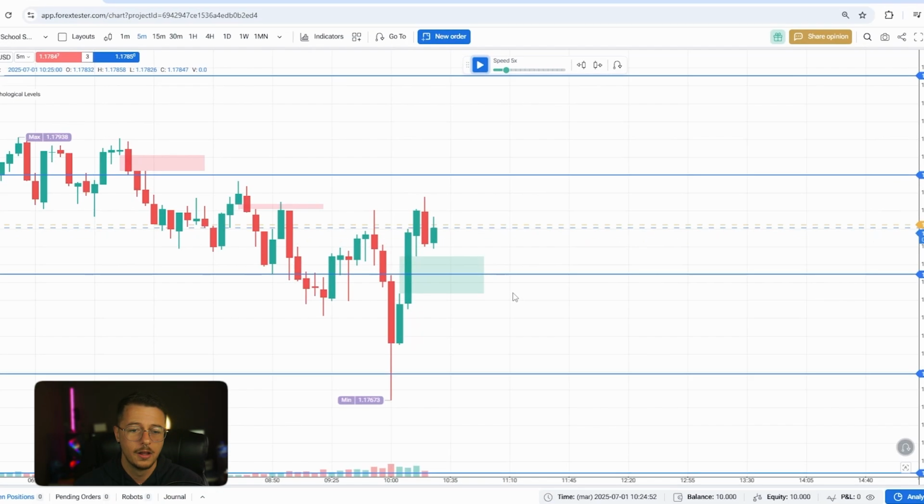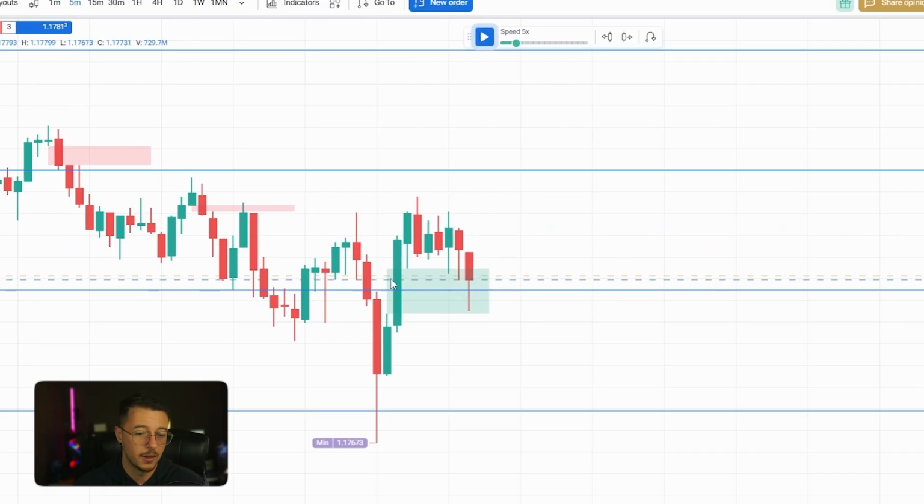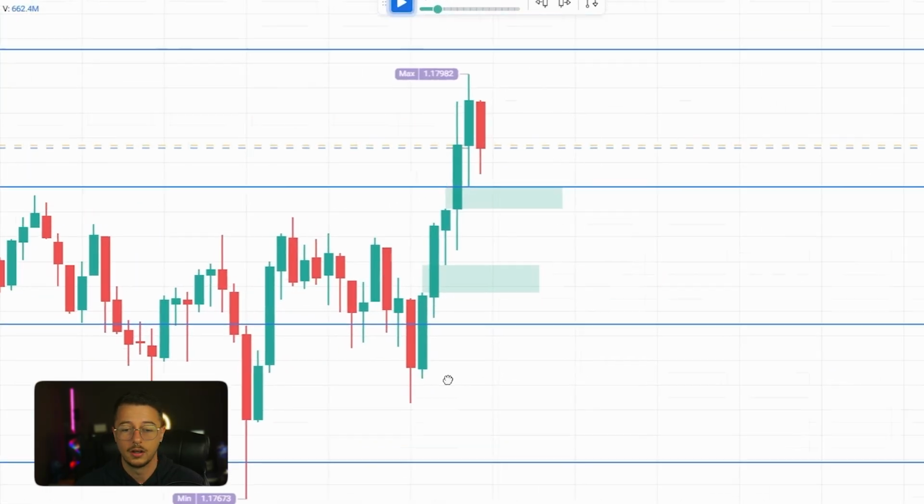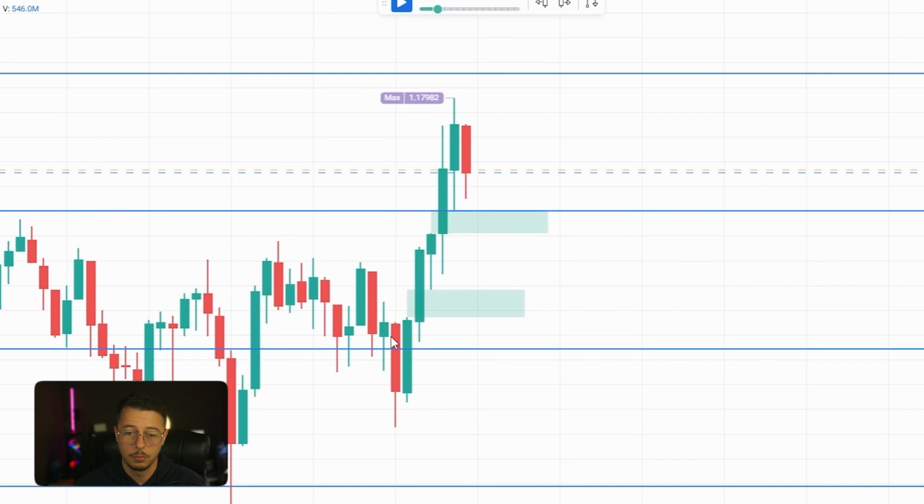So now we know this. Let's see what the price does. It comes back here, it hasn't touched up here above, so obviously we're not going to use that one. But in any case, you can still see that it worked perfectly.